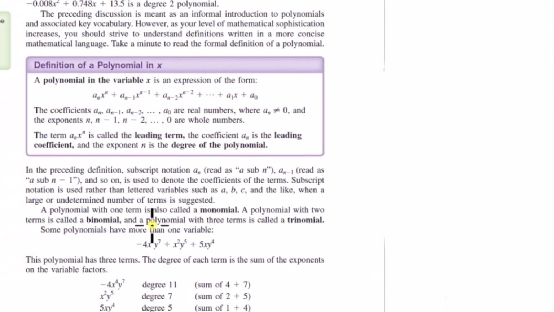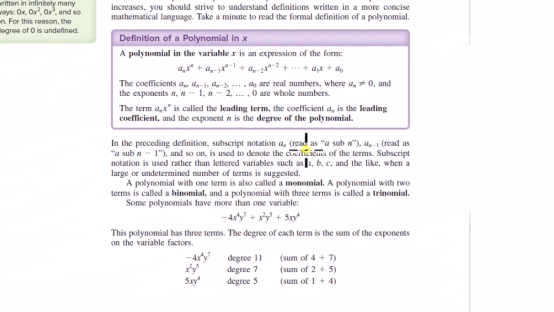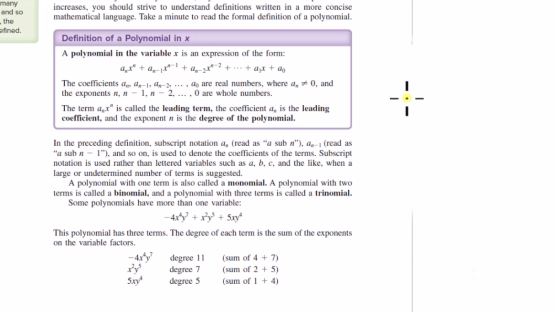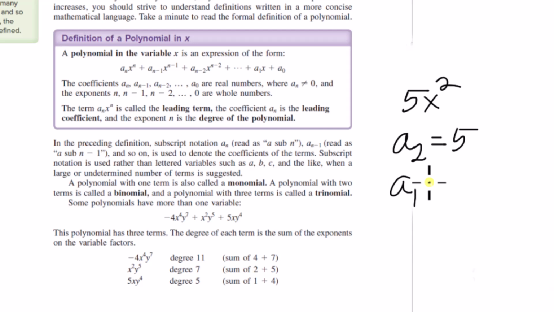Okay, now some more notation. They just give an explanation of why those letters are used for the definition. Okay, a polynomial with one term is called a monomial. A polynomial with two terms is called a binomial. So you can have a monomial, like 5x squared. That's a polynomial of degree 2 with the leading coefficient equal to 5, and then a sub 1 equal to 0, a sub 0 equal to 0.